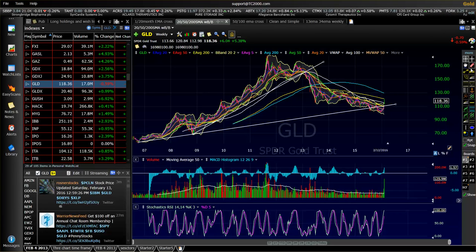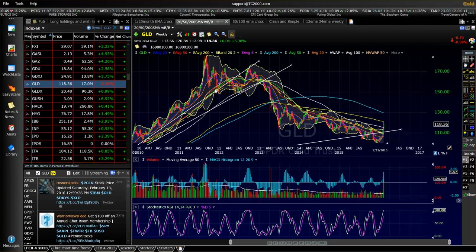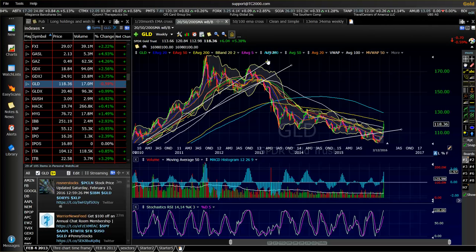You could draw another one of these lines right here, right? And you can see how this trend line acted as support. Acted as support, eventually broke through, tried to reclaim it, and failed. That became resistance. And the same thing here.